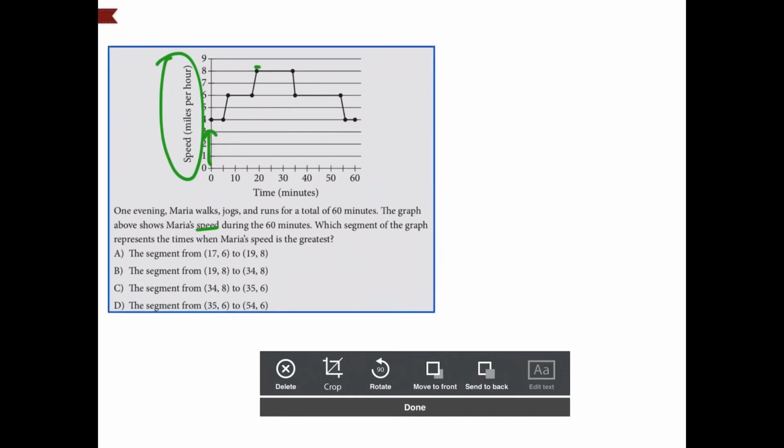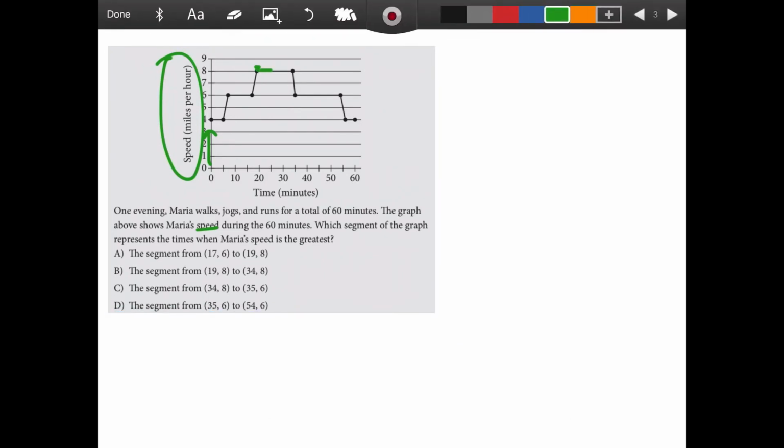Therefore, this segment here is the greatest. So I want to go and see if that's an answer choice. And yep, this is about 19.8 to 34.8. So this correct answer is definitely B. It's just the highest part of the graph. And what choice A would represent is that Maria's speed is increasing from 6 to 8 miles an hour. Choice C would represent how the speed is decreasing from 8 to 6, and so on.